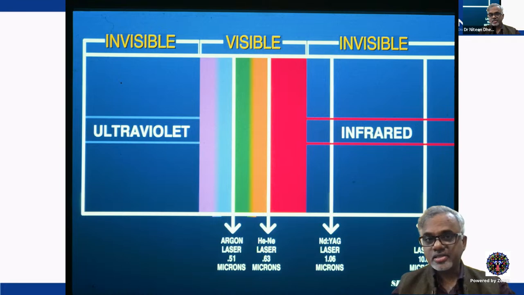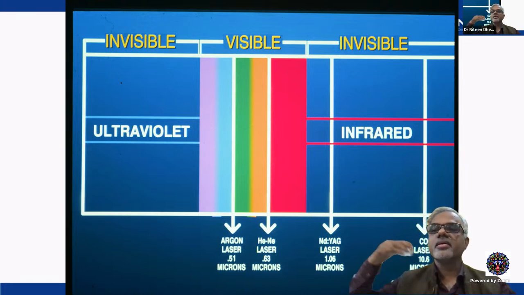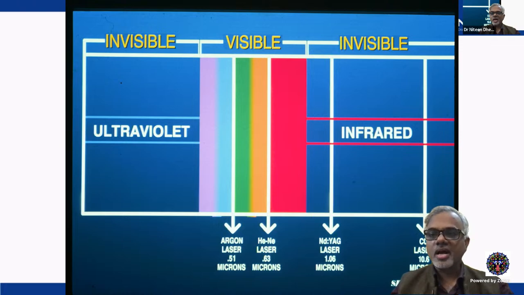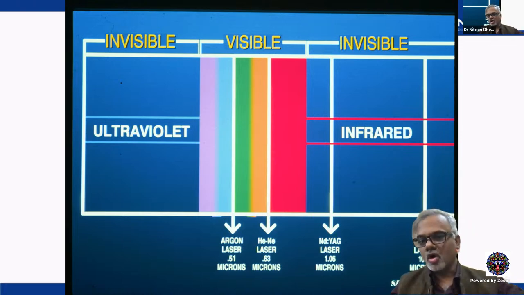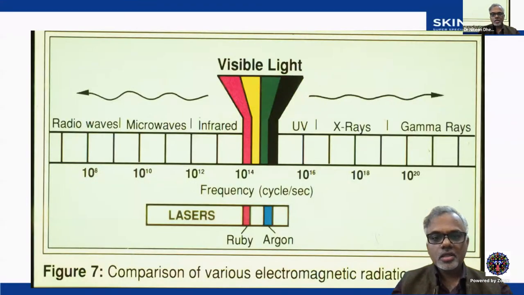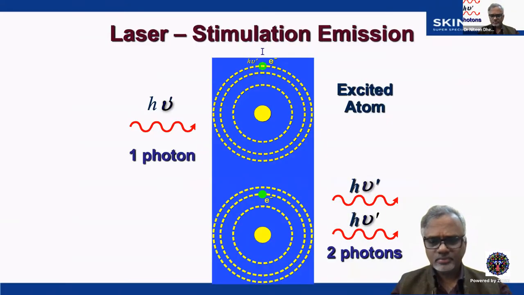Excimer is an ultraviolet laser. There are visible color lasers like the green laser, yellow laser, red laser, and there are some infrared lasers, which are beyond the red. So there are various lasers as per the wavelength. So one basic parameter of the laser is wavelength.